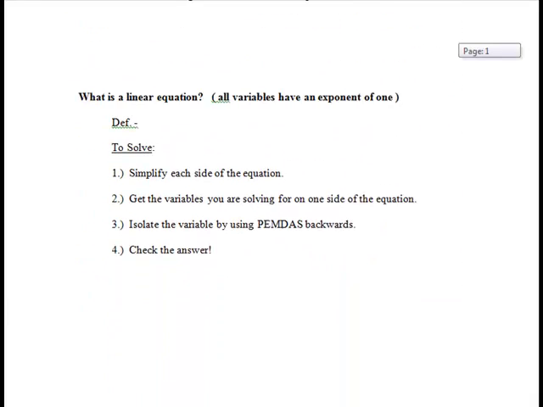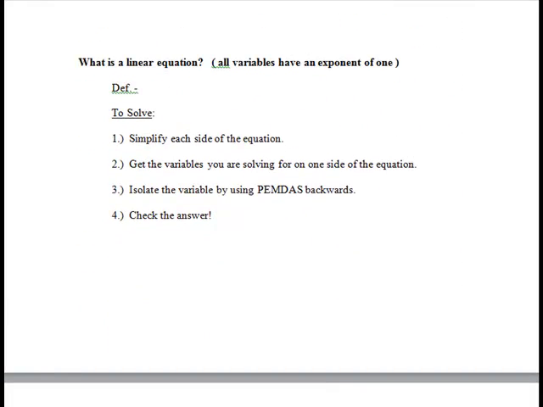The first type of equation we're going to work with is a linear equation. It has an equal sign, so it's an equation, but what makes it a linear equation is that all the variables will have an exponent of 1. And we know if an exponent is not shown, it's automatically 1. So given a variable x, if it does not have an exponent shown, it's automatically 1.